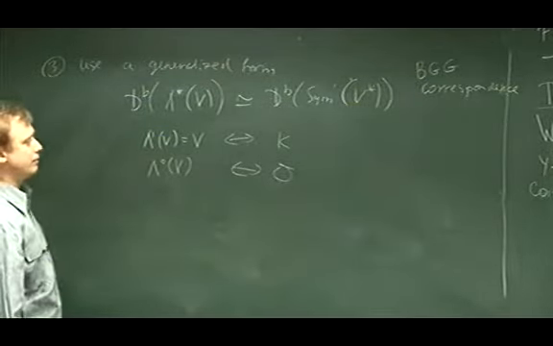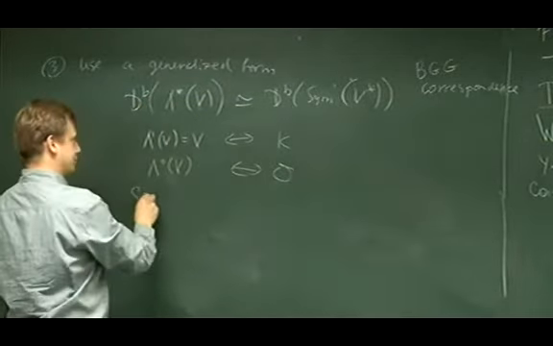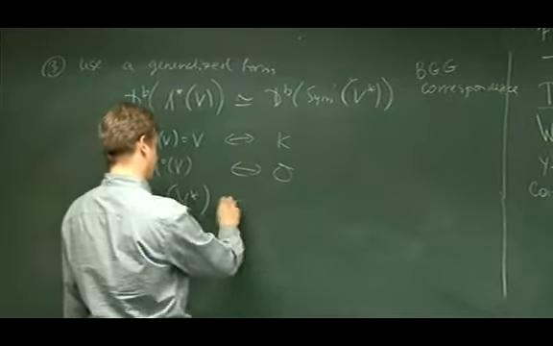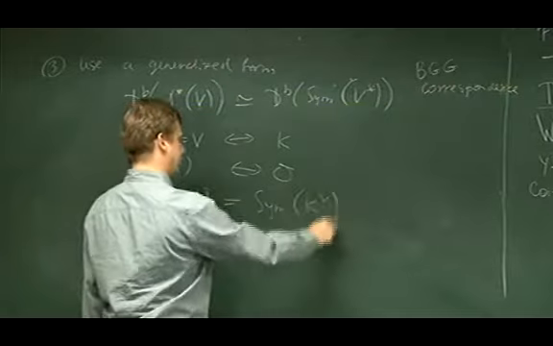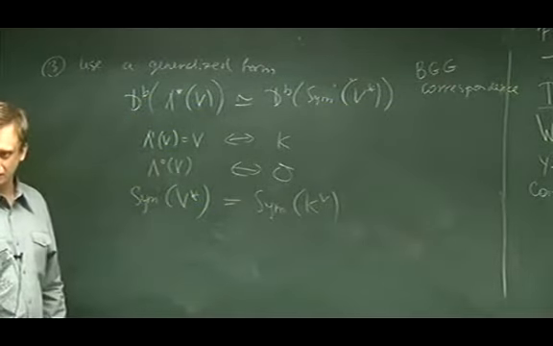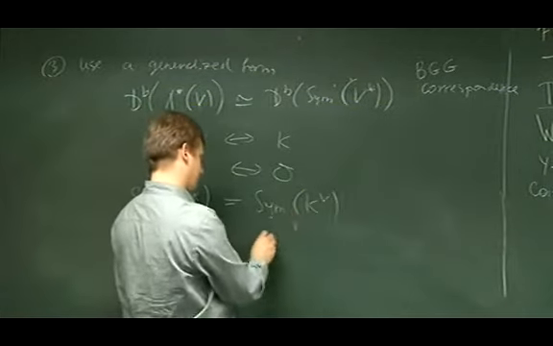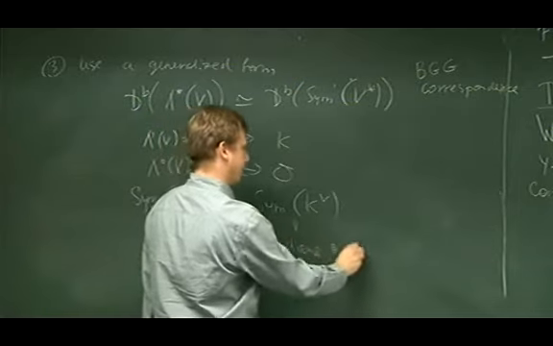So then you're able to pass from modules over this algebra to, okay, so let's just write that Sym V star. What is it? Well, this is the symmetric algebra over K dual, because you're dualizing, but these can be thought of as functions on omega.